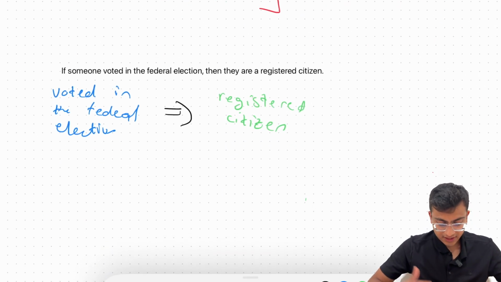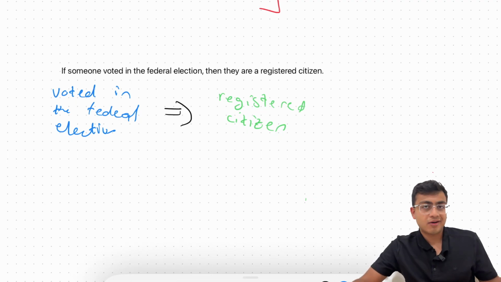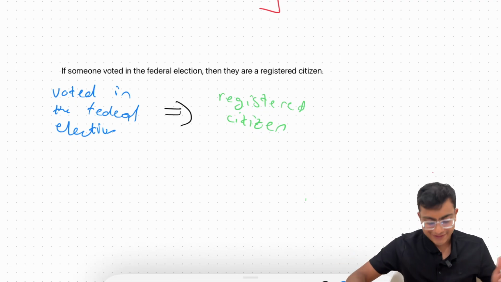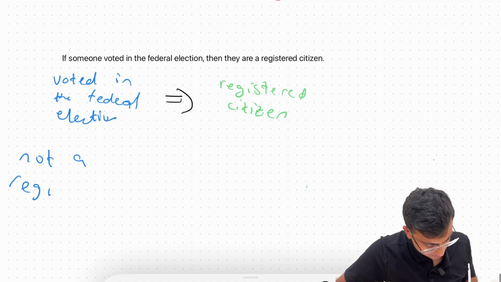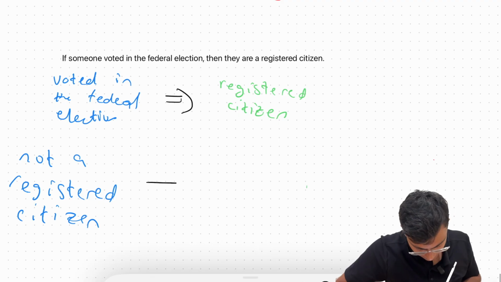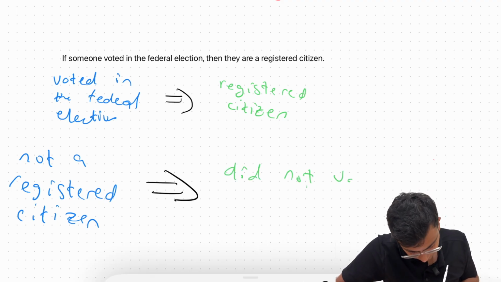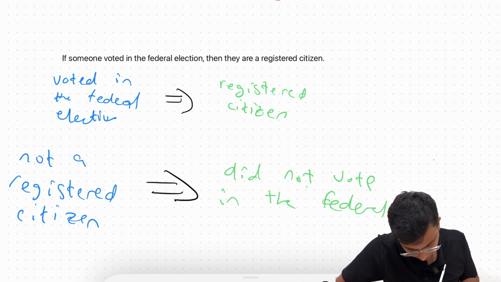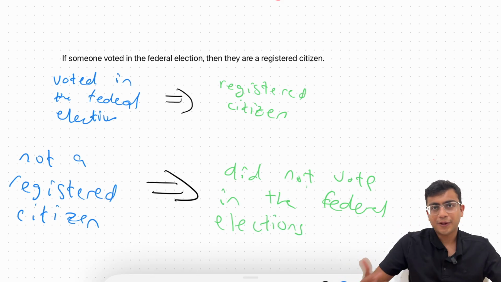So we have the classic: if someone votes in the federal election, then they are a registered citizen. What is the contrapositive? Well, I switch the left and right side and negate each side. So this becomes not a registered citizen implies did not vote in the federal elections.